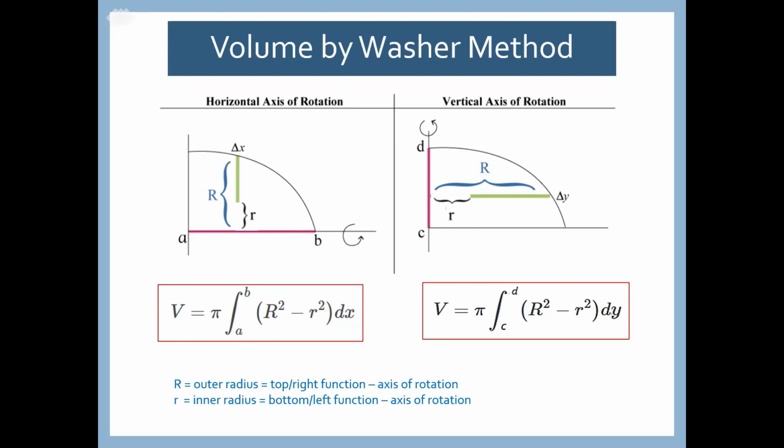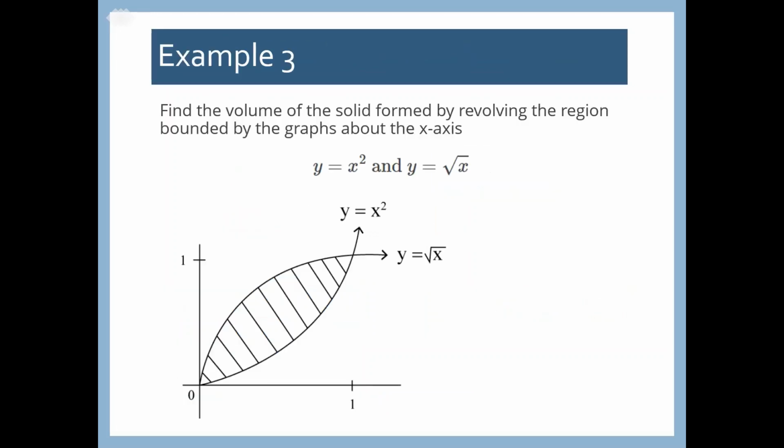Consequently, when the rotation is at the vertical axis, the capital R is equal to the right function minus the axis of rotation, and the small r is equal to the left function minus the axis of rotation. Refer to example 3. Find the volume of the solid formed by revolving the region bounded by the graph about the x-axis. Here, the graph is defined by y equal to x squared and y equal to square root x.